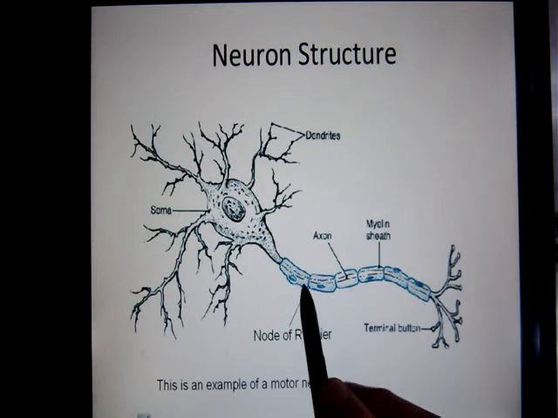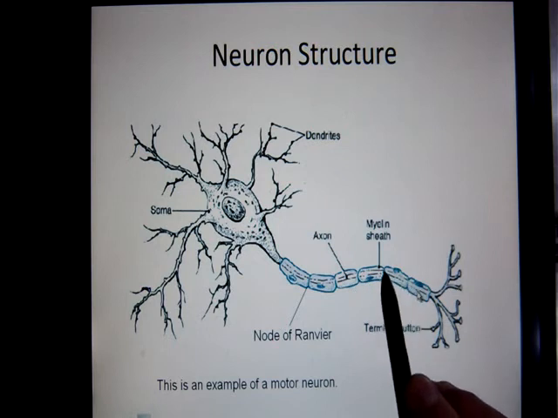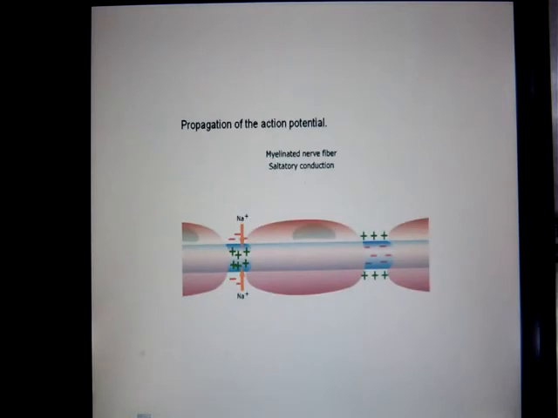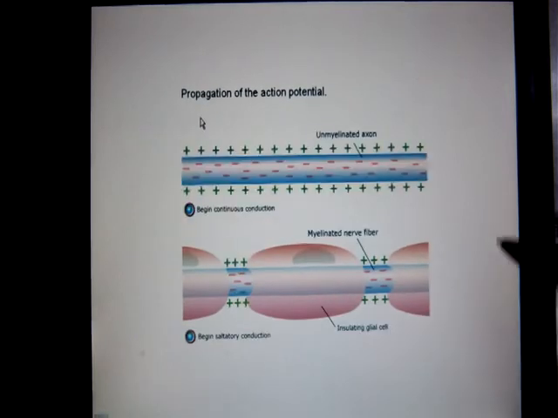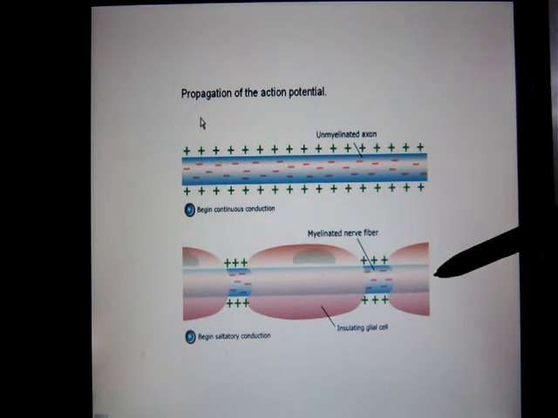So remember, the myelin sheath is made up of a collection of Schwann cells that wrap their way around the axon. And the spaces between the Schwann cells are called nodes of Ranvier. Okay, so here's the difference between an unmyelinated axon and a myelinated axon.